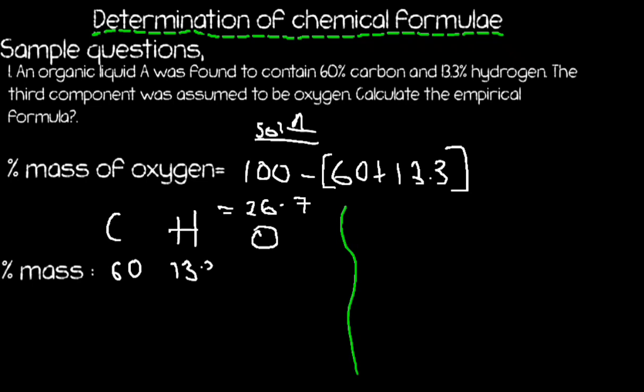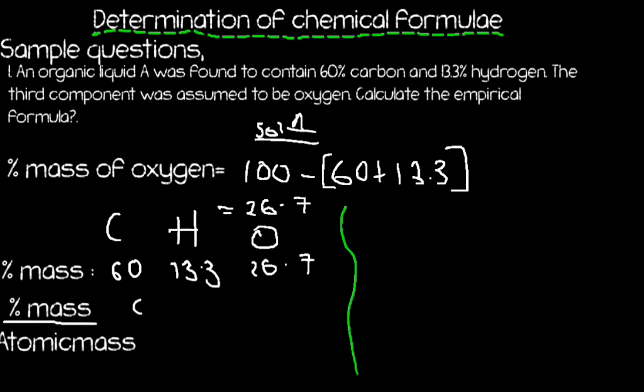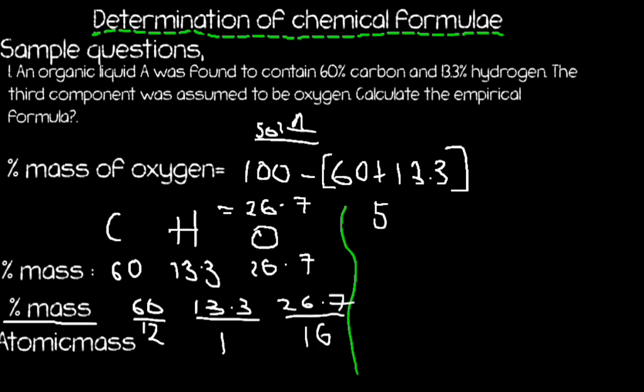So this is the way that you solve it. You write the symbols for the atoms. After that, you write their mass percent and their mass percent divided by atomic mass. So carbon, 60 divided by its atomic mass of 12, hydrogen 13.3 divided by 1, and oxygen 26.7 divided by 16. When we calculated, we had 5, 13.3, 1.67.